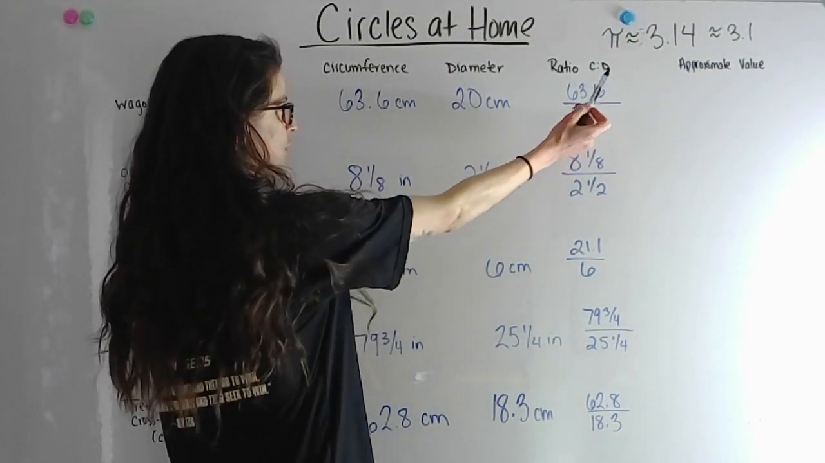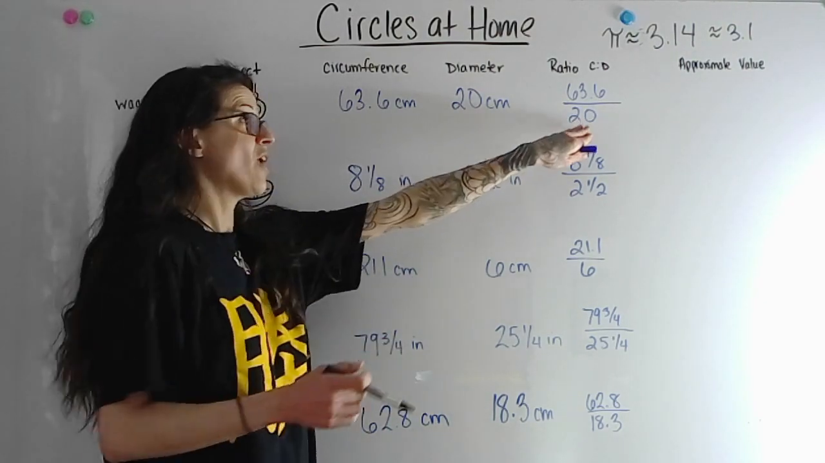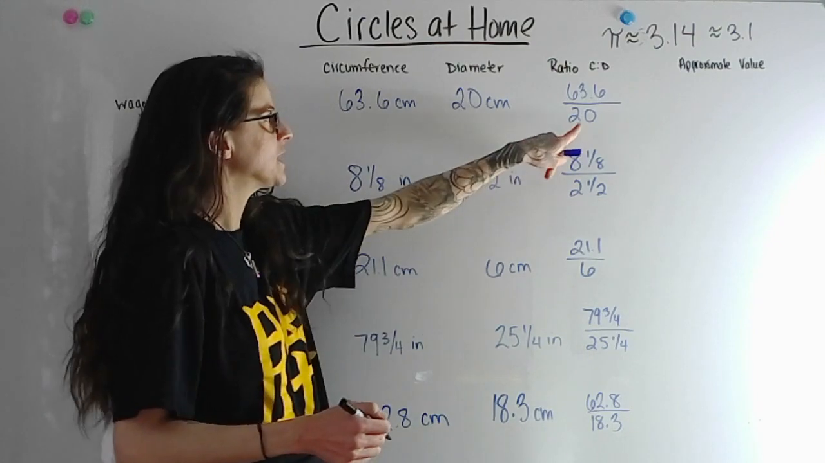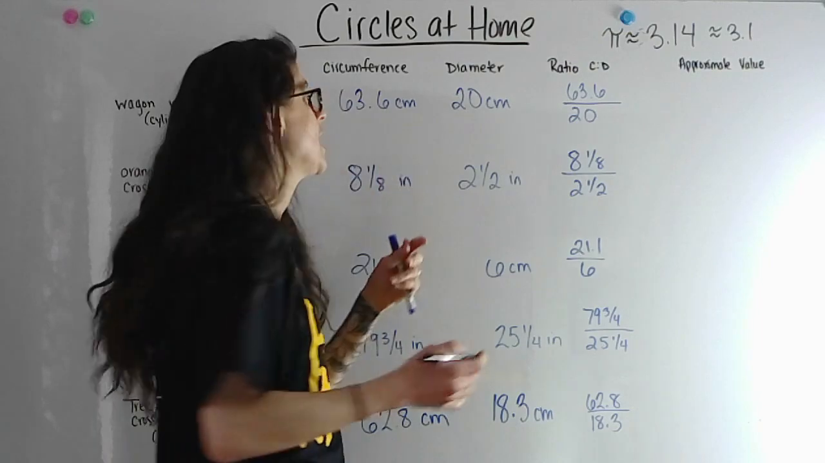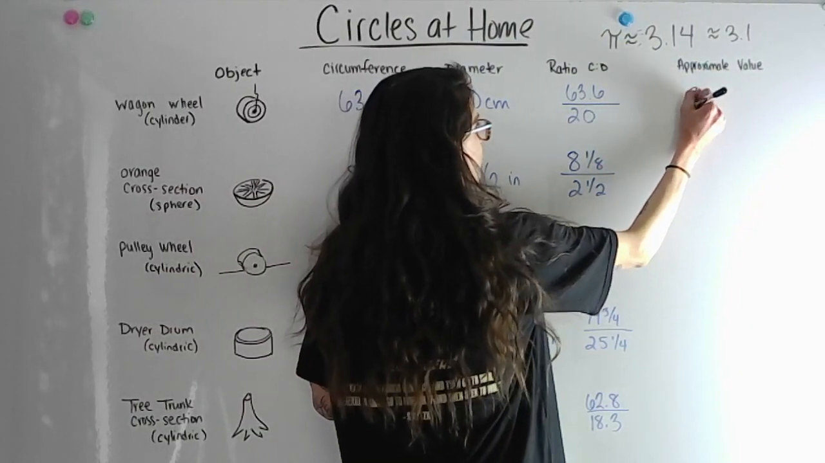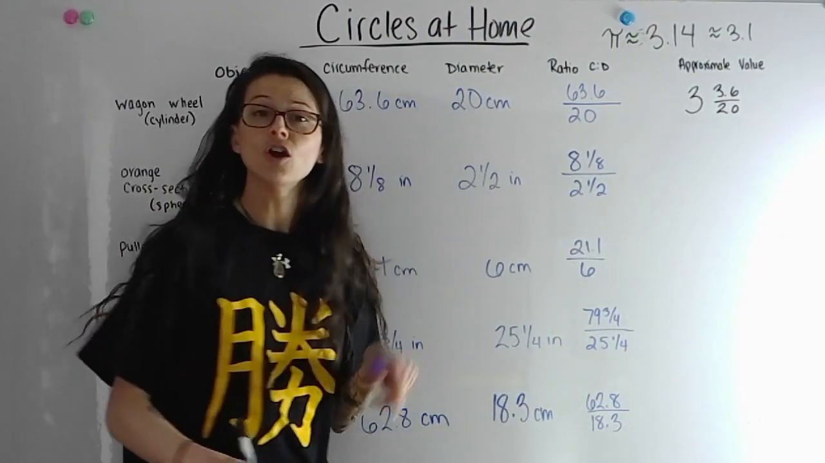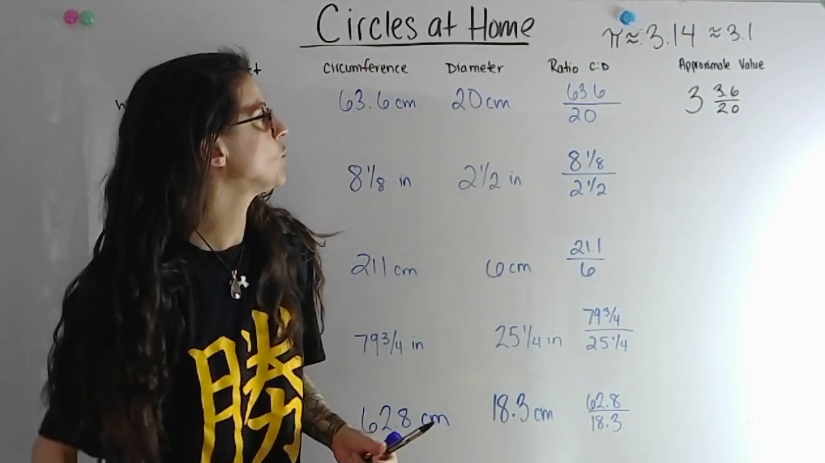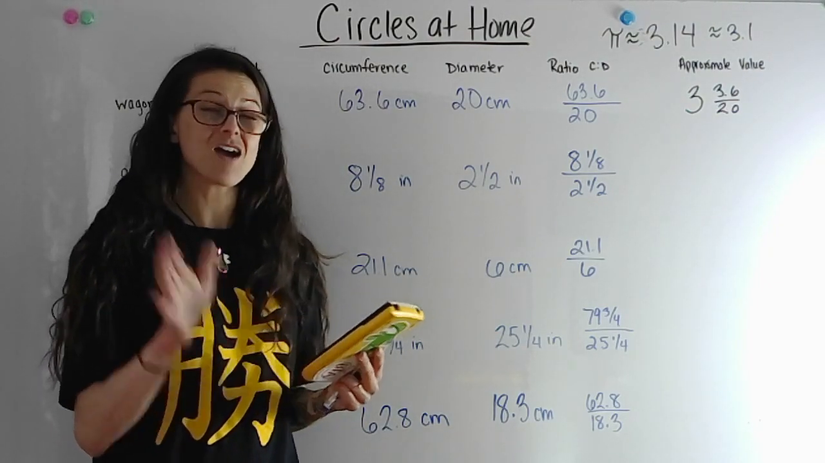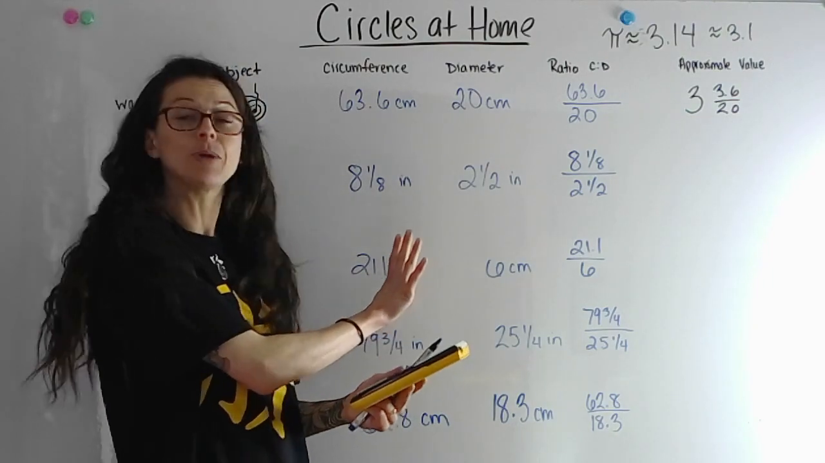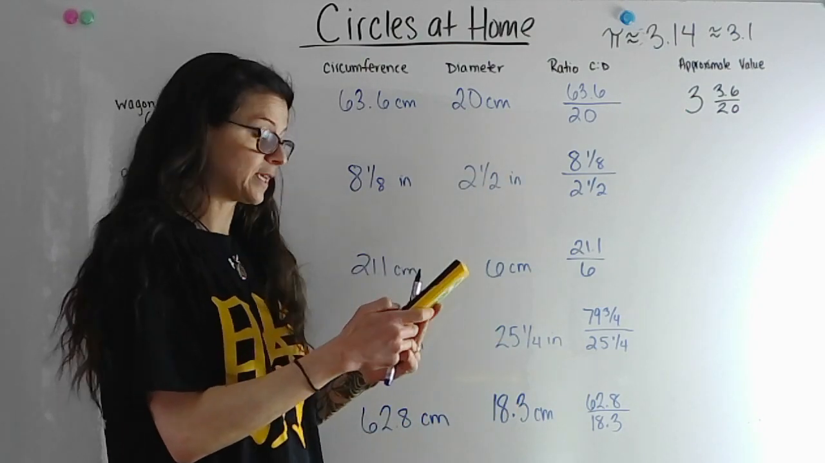So the ratio of circumference to diameter for my wagon wheel is 63.6 over 20. Now I anticipate this to be very close to pi because I know that 20 goes into 60 3 times. So I have this value of 3, and then I have 3.6 over 20 left over. So what is 3.6 divided by 20? Well, I can use long division, but to save myself some effort, I don't want to practice my long division right now. If you are practicing long division, dive right in, but I'm going to use a calculator.